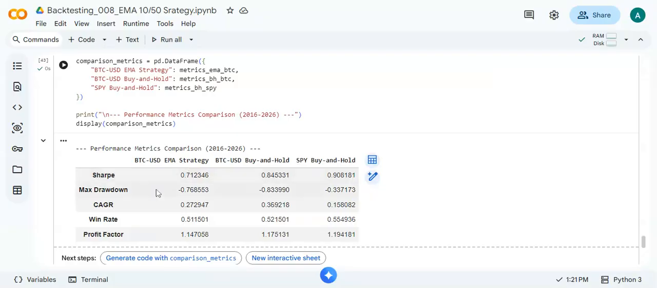Sorry. Maximum drawdown, here the winner again is S&P 500. Yeah, so if you don't want to lose a lot of the funds you're investing, the most logical approach is to just buy a broad index. Compounded annual growth rate, here the winner is Bitcoin buy and hold strategy. It gives us around 37%, really good for 10 years.